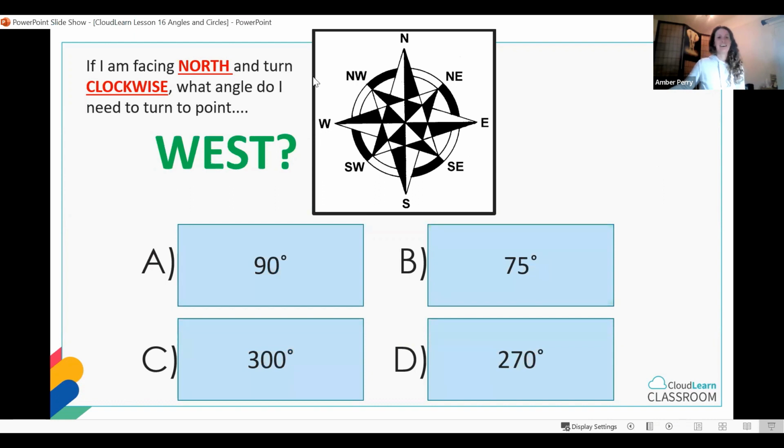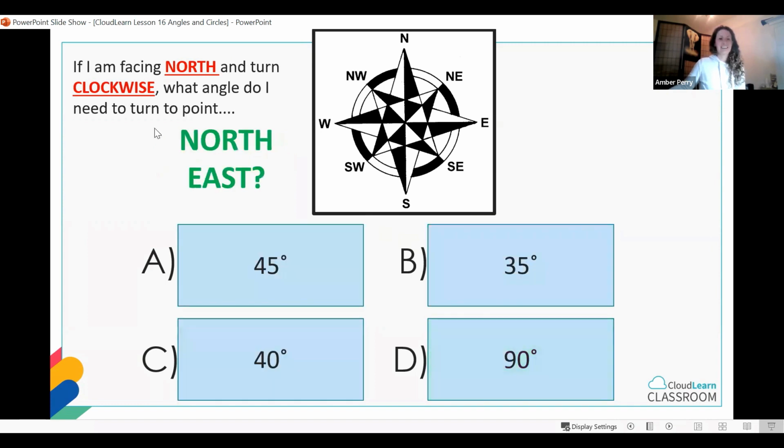Okay, same question, but this time west. Is it A, 90, B, 75, C, 300, or D, 270? Super fast. Just waiting for one more person. Okay, I'm going to stop at that. Well done. Correct. 100% correct. Well done. It was 270 degrees for that one.